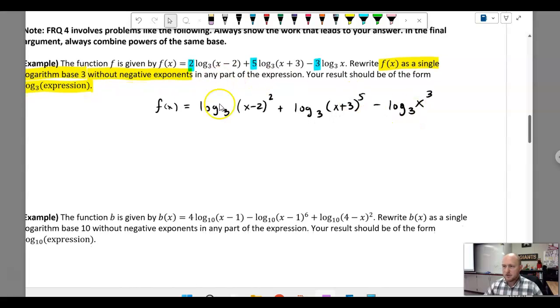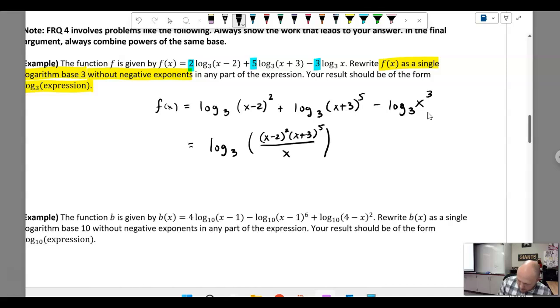Okay, next I'm going to go ahead and condense or consolidate these. These are all log base 3, so I can use my logarithmic properties, the product property, to combine these. So I have log base 3 of, I'm going to have x minus 2 squared times x plus 3 to the power of 5. Okay, and then I am subtracting this. So when I'm subtracting, I end up dividing. So I'm going to divide by x to the power of 3. And there you go. There is your log base 3 of one expression.